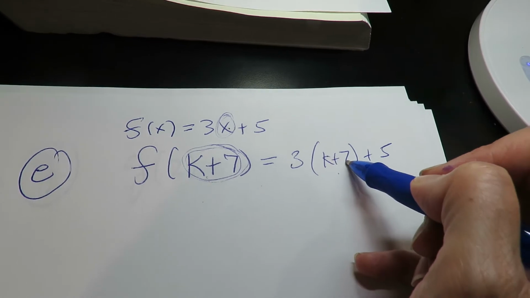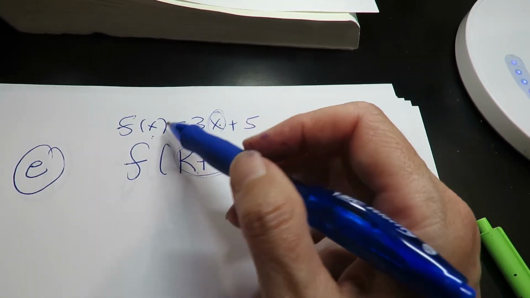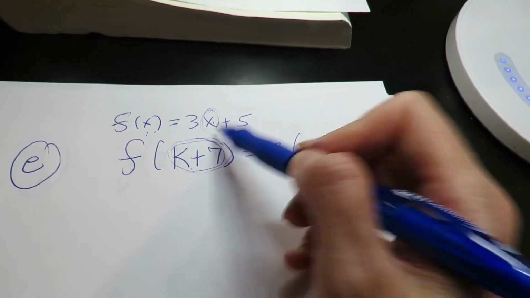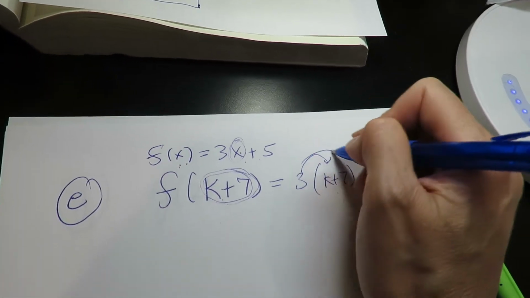It's like you're changing the guts of the thing. It used to be x, but you're like, okay, I'm going to make you k plus 7, and k plus 7. And now I have to distribute the 3.